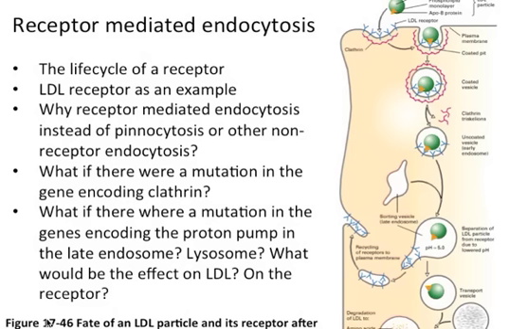What if there were a mutation in the genes encoding the proton pump in the late endosome? What would happen? No acidification, hydrolases won't work. What would happen to LDL and the LDL receptor? It would never be released into the endosome. It would never be released, so where would it end up? In the cytosol? Well, don't forget, it's going to be recycling back. So actually, it would be back on the cell surface. And that's not very efficient at all, is it?